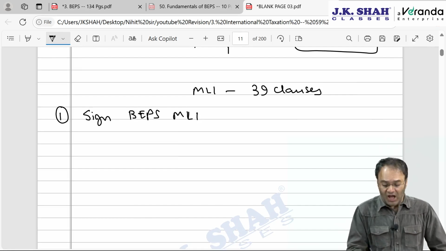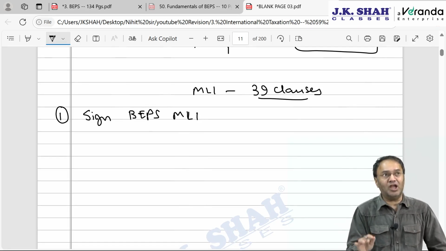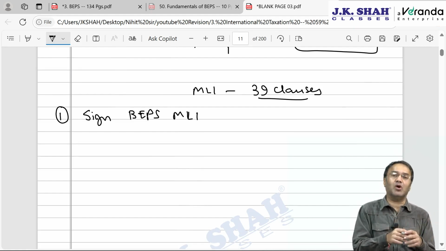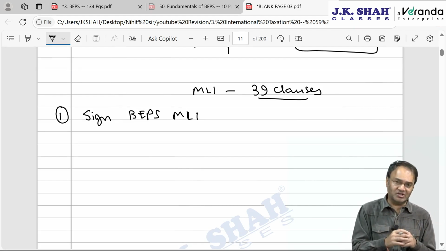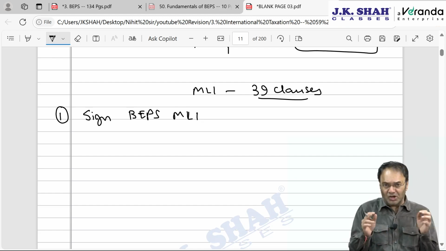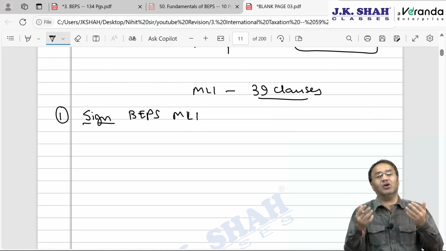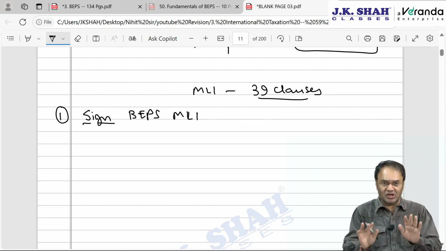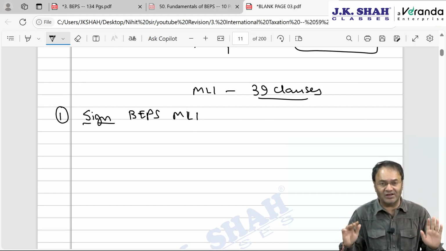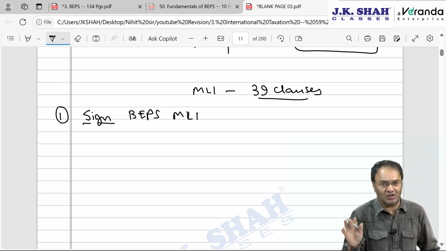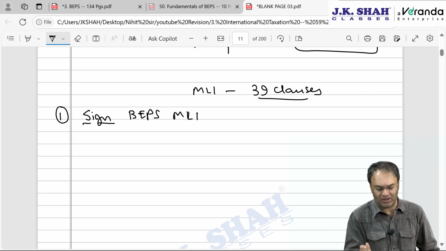And then out of 39 clauses, if India wants to amend, out of 98 DTAAs, if India wants to amend 72 DTAAs, the remaining 26 India does not want to. The concept is totally optional. Signing BEPS MLI means you are giving your primary acceptance that okay, this concept is beautiful, we liked it, we are interested. By signing BEPS MLI, there is no obligation created on any party. You're not doing anything, it's just a basic requirement.